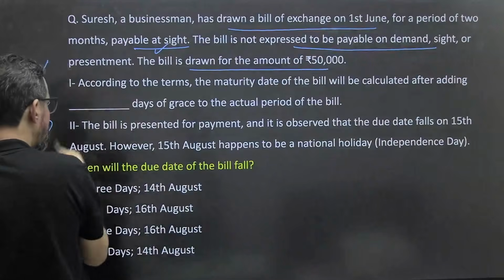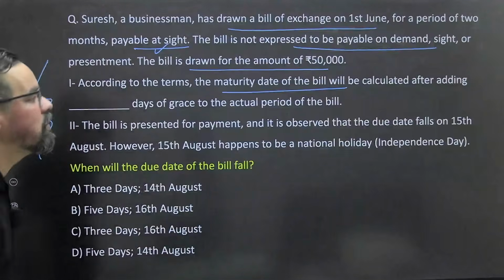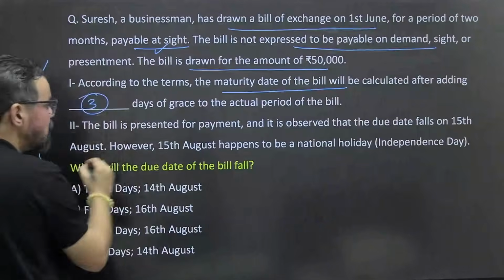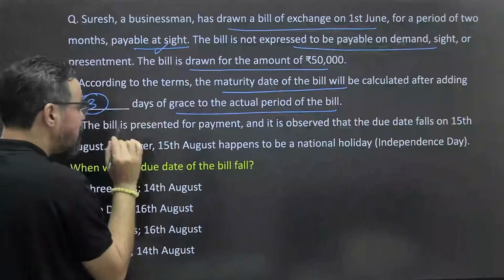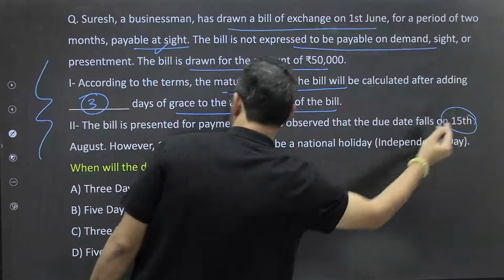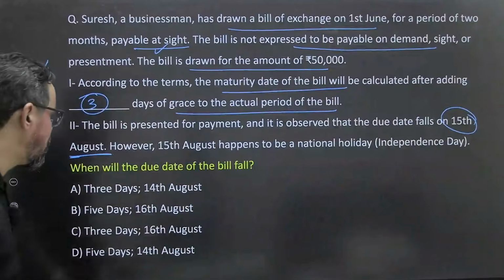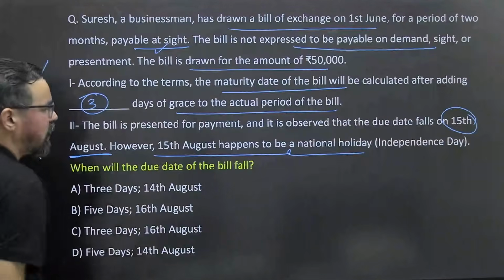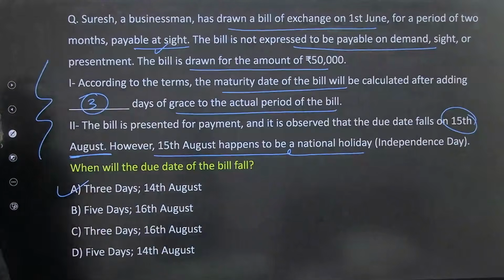This question is based on this. According to the terms, the maturity date of the bill is calculated after adding how many days? 3 days of grace period, that is the actual period of the bill. The bill is presented for payment and the due date is 15th of August. 15th August is a national holiday, so it will be payable on 14th August. So 3 days and 14th August. Option A only will be the right answer for this one.